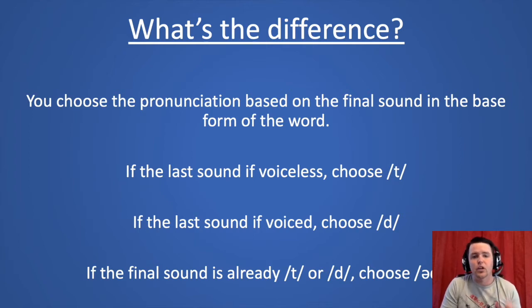Now, what's the difference? You choose the pronunciation based on the final sound of the base form of the word. All right, if the final sound in the base form, not the past tense, is voiceless, then you choose the taco sound. If the final sound is voiced, you choose the dog sound. If the final sound is already the taco sound or the dog sound, you'll choose ED and that ud pronunciation after it. Now let's talk specific.